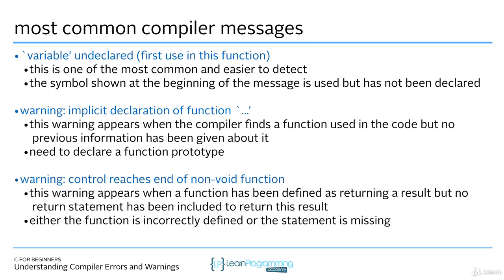Another warning will say: control reaches end of non-void function. This will happen when a function has been defined as returning a result. It's non-void, but there's no return statement included in the function. So you forgot to return the data. Either the function is incorrectly defined, where you have to remove the data type before the function declaration, or you forgot to add that return statement. One or the other has to be changed in order to fix this warning. But you see how this is a warning. You can still compile it, but that could really cause problems in your program if you're expecting a function to return something and it doesn't. So you want to fix your warnings.